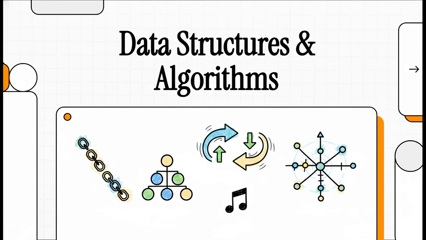You ever wonder how your favorite music app instantly sorts a playlist? Or how a GPS finds the absolute fastest route through traffic? Well, it all comes down to two really fundamental ideas: data structures and algorithms. So let's dive in and demystify these building blocks that power, well, pretty much all software.